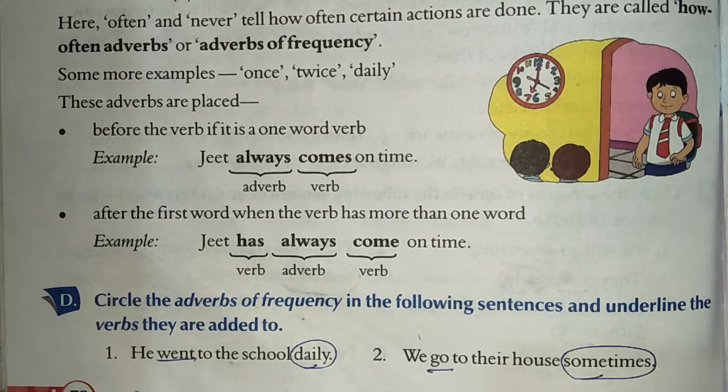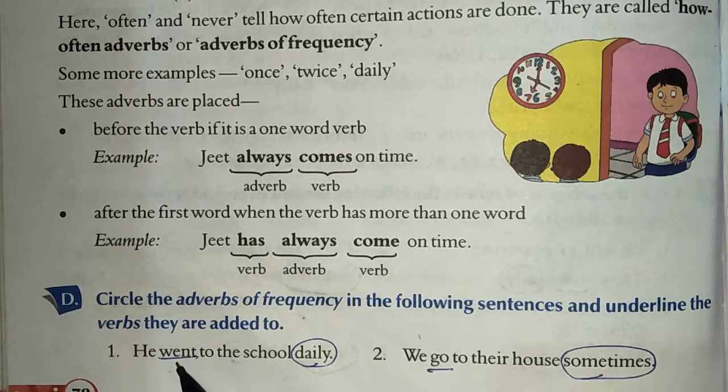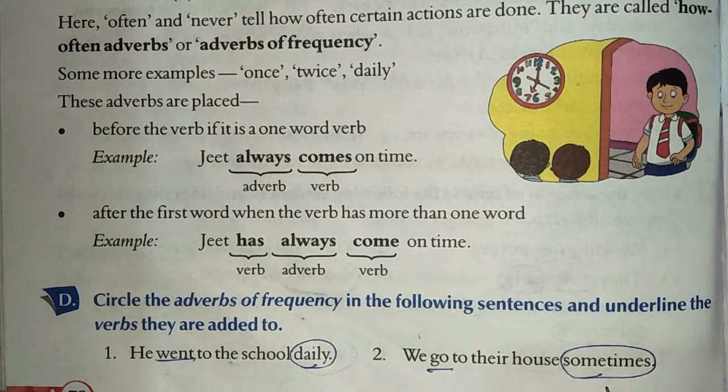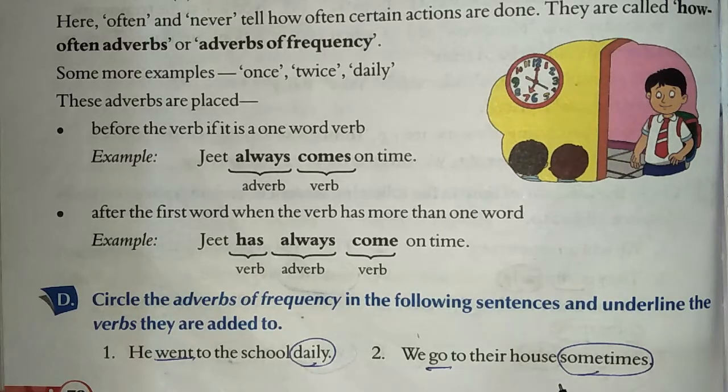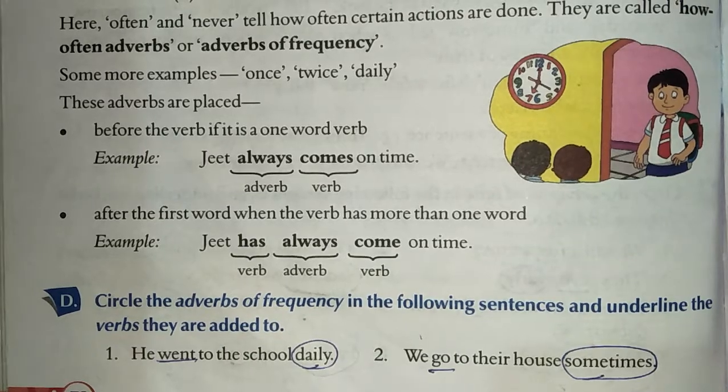So in the first sentence, he went to the school daily. In this sentence, daily is adverb of frequency. So you have to circle it, and this is modifying the verb went, so you have to underline it. Second sentence, we go to their houses sometimes. In this sentence, sometimes is adverb because it is giving the answer of how often. Sometimes means kabhi kabhi. This is adverb of frequency, and this is modifying the verb go, so underline it.